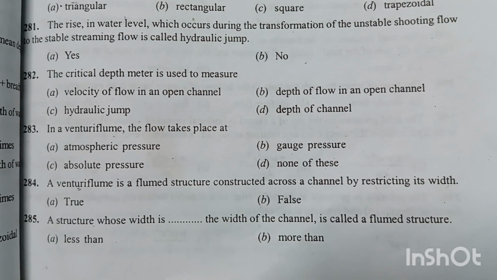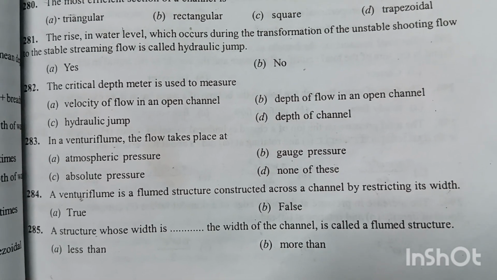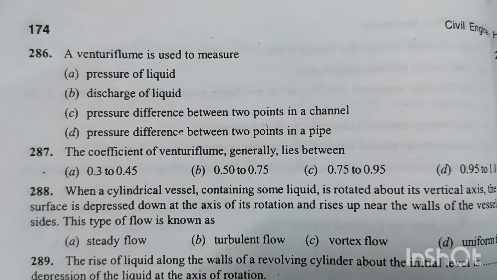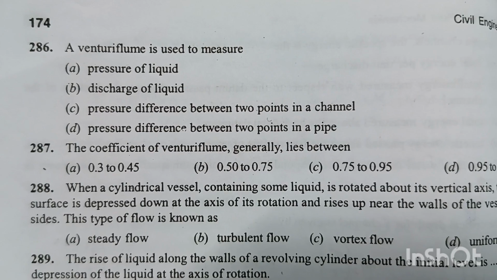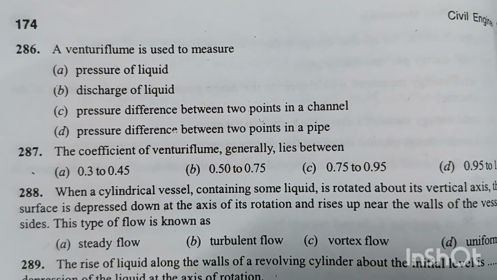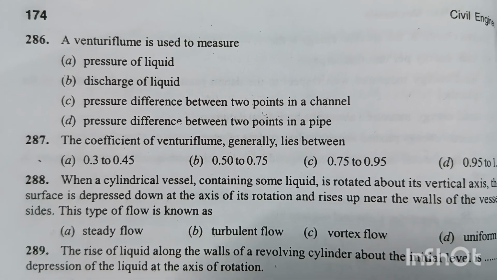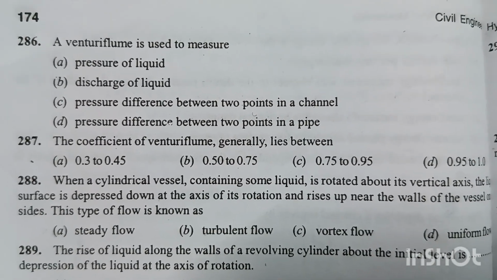Question number 285. A structure whose width is less than the width of the channel is called flume structure. Option A is right answer. Question number 286. A venturi flume is used to measure the discharge of liquid. Option B is right answer. Question number 287. The coefficient of venturi flume generally lies between 0.95 to 1. Option D is right answer.